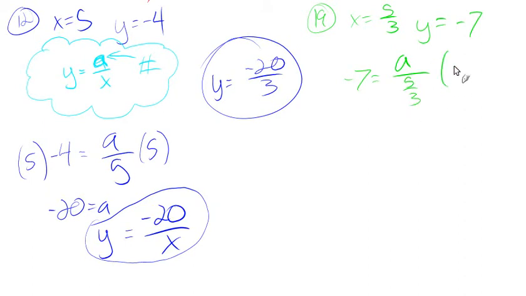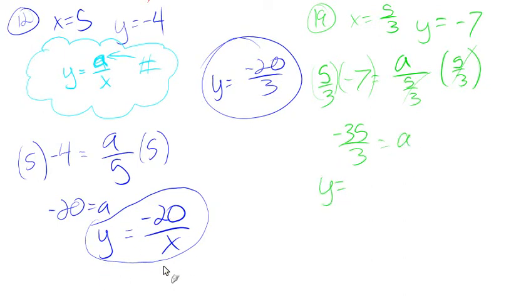So now we'll solve for a again. We'll multiply by 5/3. We'll cancel out this 5/3 here. Multiply by 5/3 on this side. And there's no cancellation that can happen here, so negative 35/3 equals a. So our equation, this thing that we were looking for, similar to this problem, is just going to be y equals negative 35/3 over x.